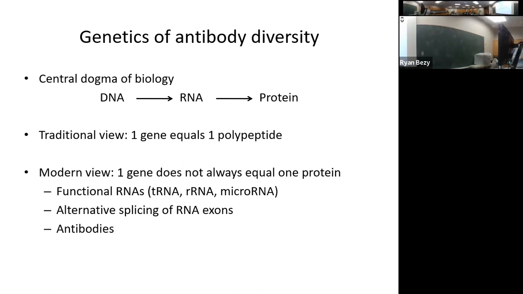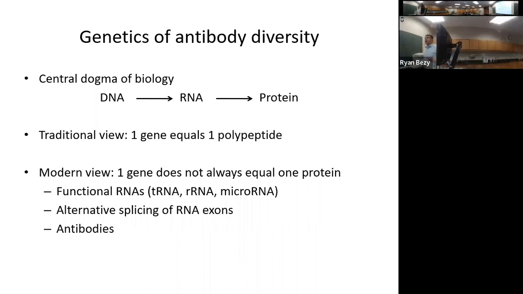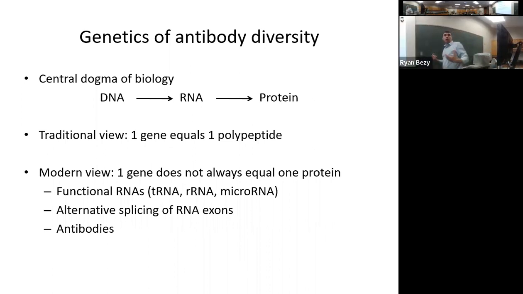So for instance, some genes don't code for proteins at all. You have some genes in the DNA that code for functional RNAs like transfer RNAs, ribosomal RNAs, or microRNAs, which are involved in gene regulation a lot of the time.